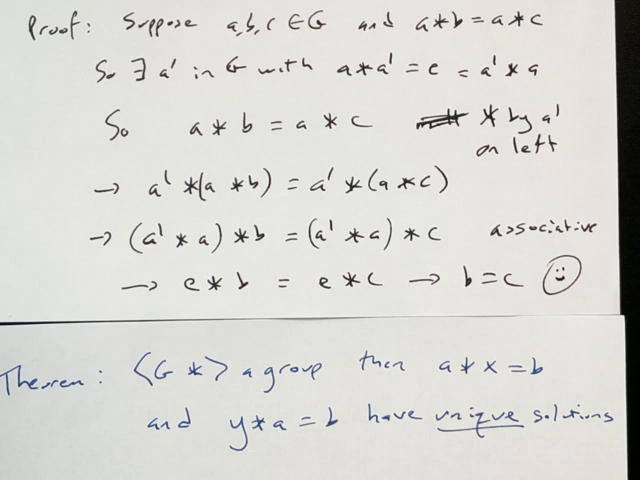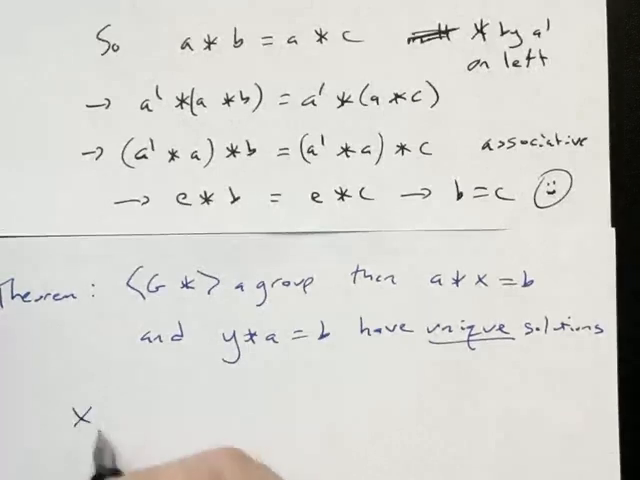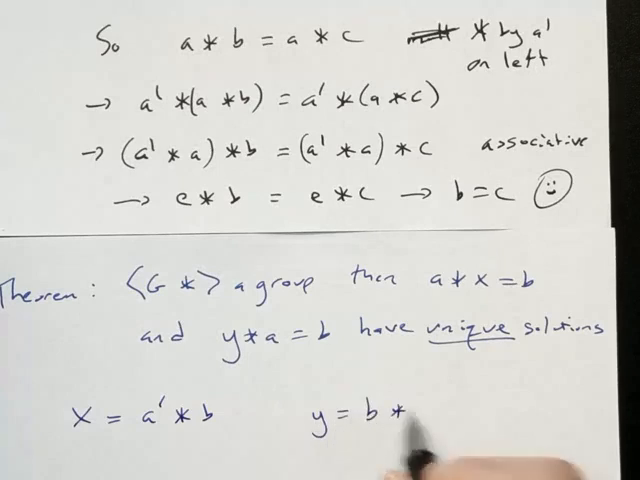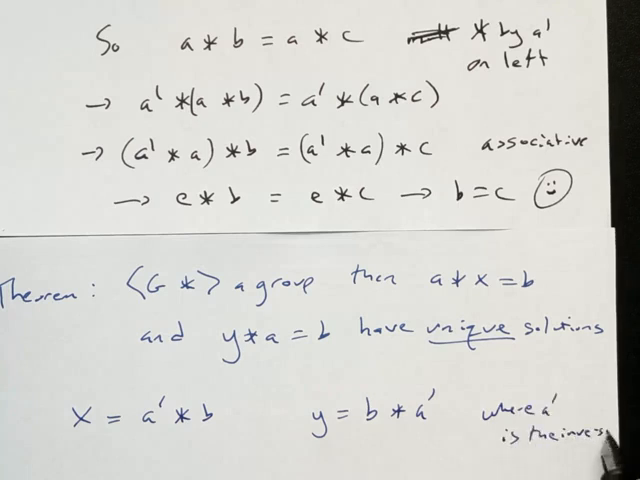How do I do Y star A? The same with Y. I'm solving for Y, so I've got to multiply by A or B over A. I don't have over. Oh, that's right, I have to use the inverse. And it'll be on the right instead of on the left because that's where we are. So X is A prime star B, Y is B star A prime, where A prime is the inverse of A.